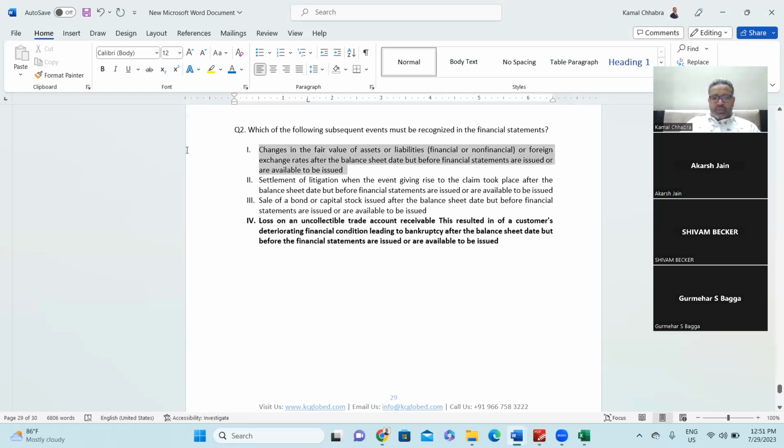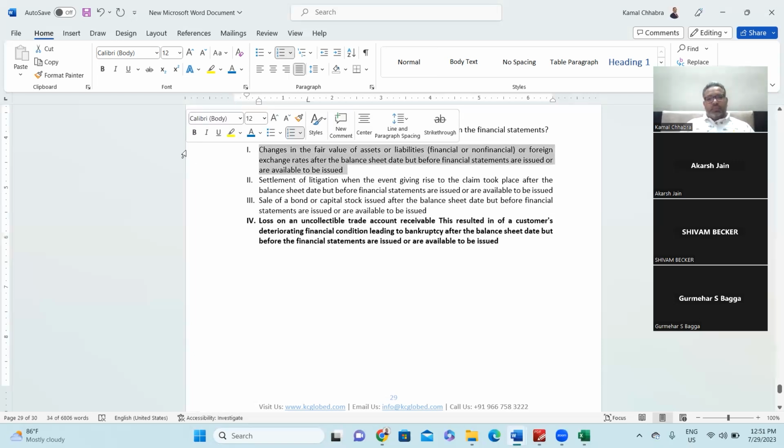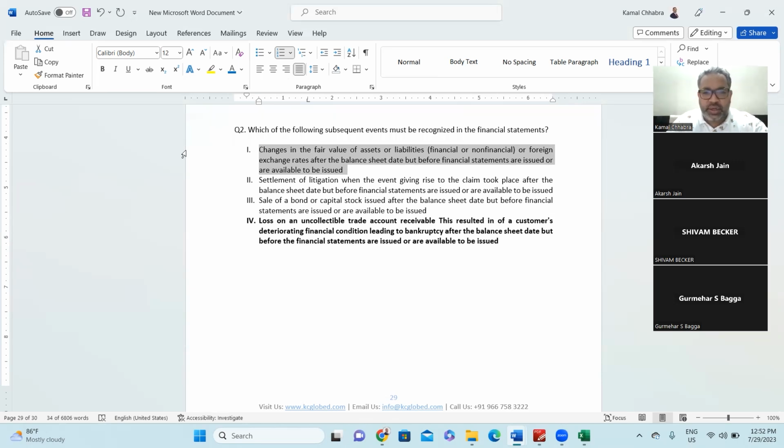If you just read this point again, what it's saying is change in fair value of assets and liability of foreign exchange rate after the balance sheet date. So we do not use the after balance sheet date rate. We use the balance sheet date rate for assets and liability, and the average rate for P&L items during the year. So hence this point is incorrect. Makes sense? Yes.